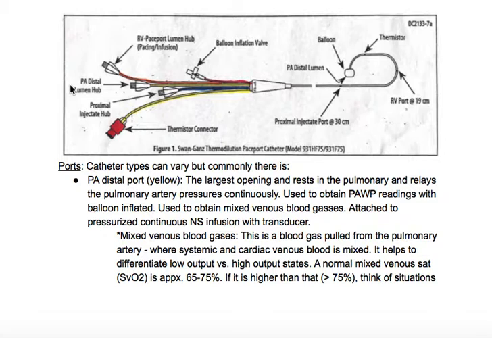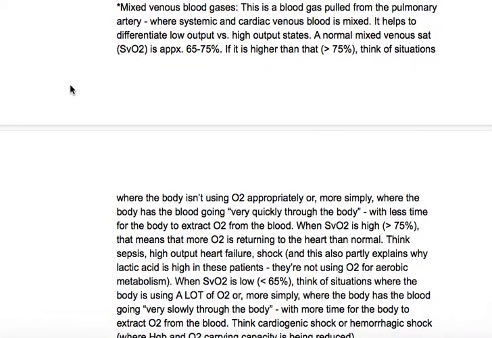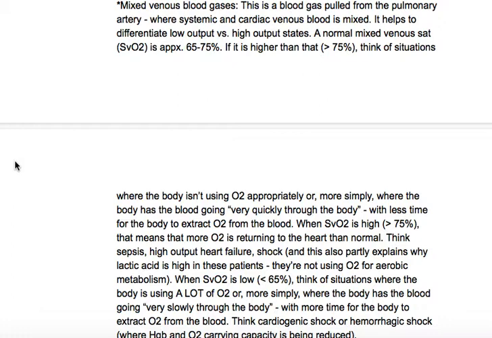There's a special syringe. I really didn't want to go over this a ton because we don't do this. But there's a special syringe that the physicians will put on that PA distal lumen, and they will inflate the balloon to get a wedge pressure. We also use this port to obtain what's called mixed venous blood gases. I cover what a mixed venous blood gas is a little more in depth here. This is very in depth. I know it's probably a little bit too much information. Chris gave me all of this information. I thought it was really helpful.